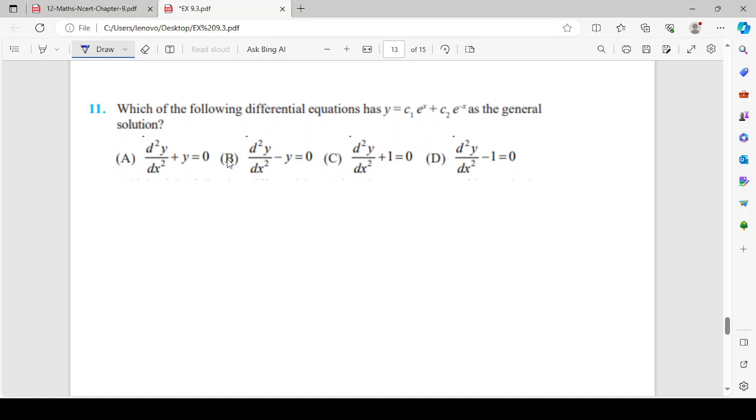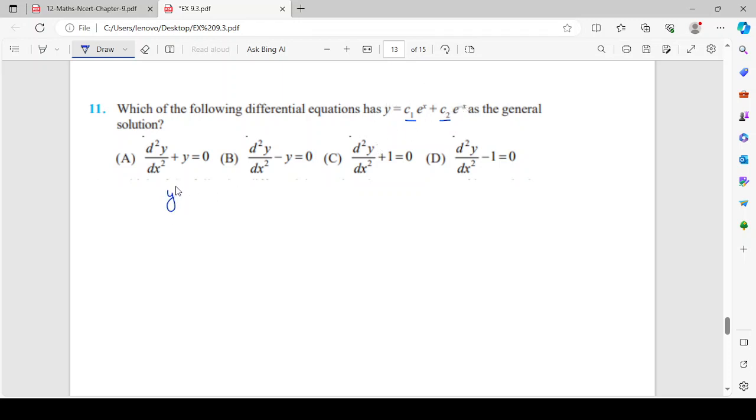Question number 11. This question I have discussed already in the introduction part of exercise 9.3. Let us do it once again. Which of the following differential equations has y is equal to c1 e power x plus c2 e power minus x as the general solution? So we have learnt, whenever a curve is given, how do we get the differential equation? To get a differential equation, we need to remove the arbitrary constants. How many arbitrary constants are there? 2. C1 and C2 are 2 arbitrary constants. So we need to differentiate the given equation twice.